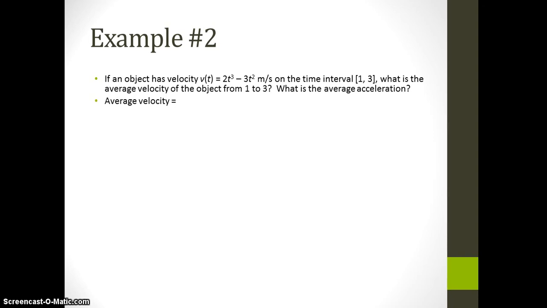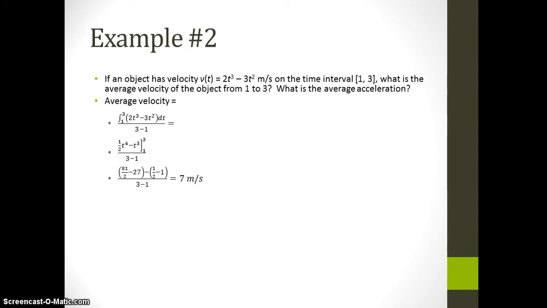Average velocity is asking us to find the average value of the velocity function. So we apply our formula, the integral from 1 to 3 of 2t cubed minus 3t squared dt over 3 minus 1. Pretty easy antiderivative to work with. We get 1/2 t to the fourth minus t cubed, evaluated from 1 to 3, again divided by 3 minus 1.